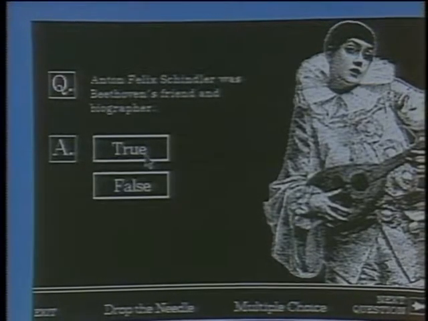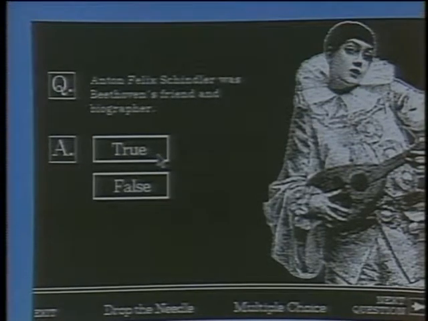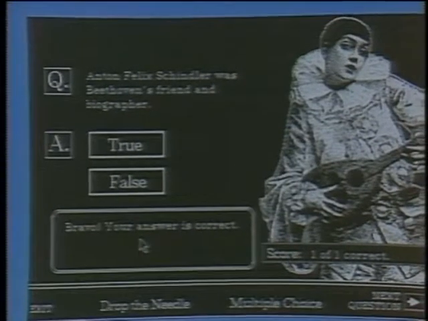Right. Okay, here's your first question: Schindler was Beethoven's friend and biographer. True or false? You've got a 50-50 shot on this. Oh boy, well I go for true. You go for true. Let's see. I always pick heads. All right. Bravo, your answer is correct. All right. There's several hundred questions. Yeah, but we are out of time.